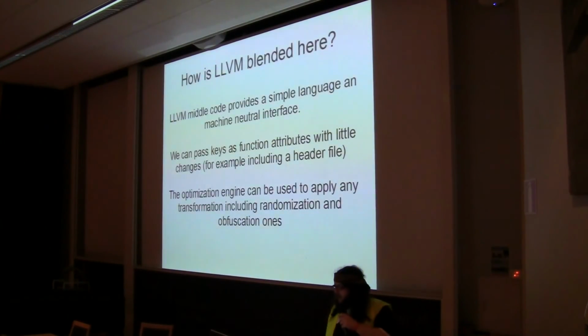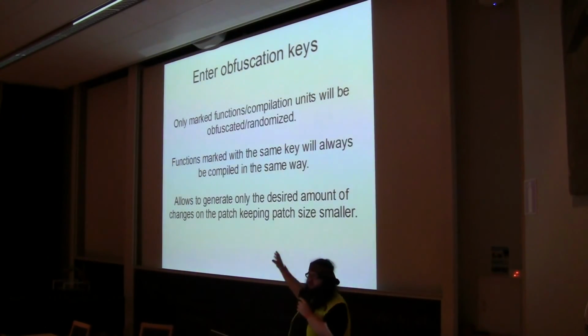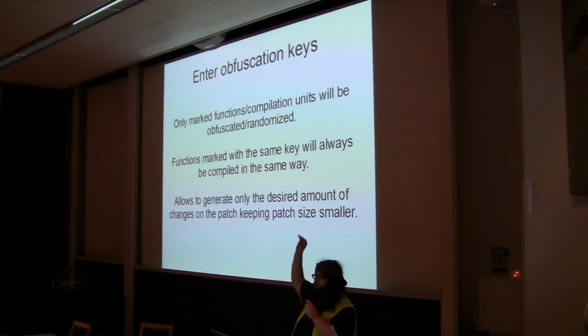So, before I go to how LLVM is blended here, there is a missing slide. The idea is that you pick some functions, you generate an obfuscation key randomly for them, and then you compile the whole thing. You will have a bunch of functions instead of a single one, but it will have a limited size. You have a small patch where, for example, if you pick 200 functions and they are obfuscated, it will take a longer time to figure out what to attack than if you just pick a single one, which is the current case.